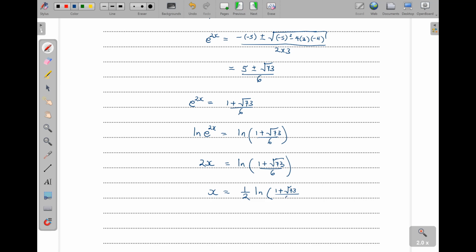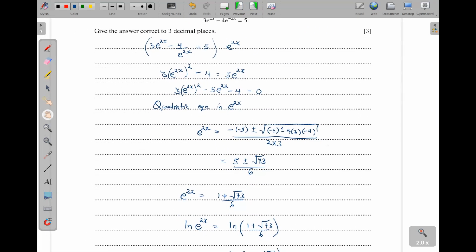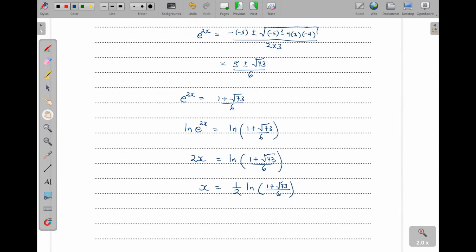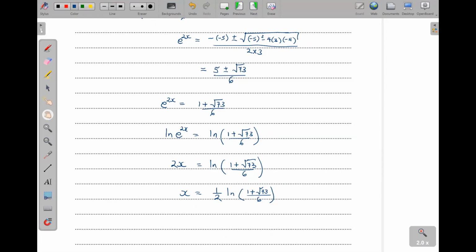out of the 6. So if they wanted the exact value, that would be the one, but they want the answer to 3 decimal places. So what do we get when we put this in the calculator? Sorry, everywhere here I put a 1, I'm supposed to be having a 5. I'm supposed to have a 5 here, here, and also here.